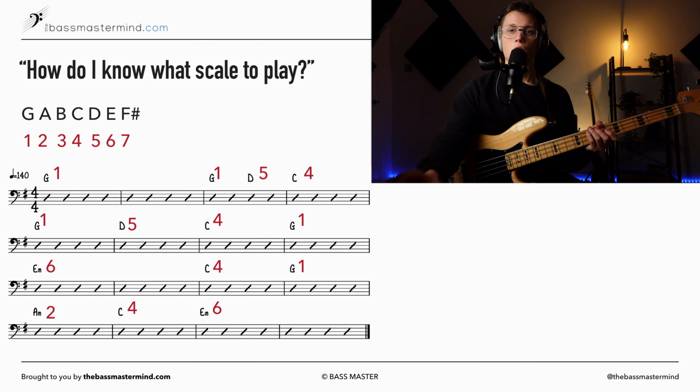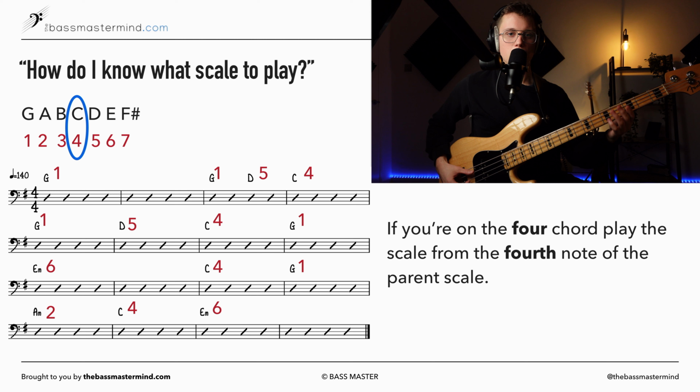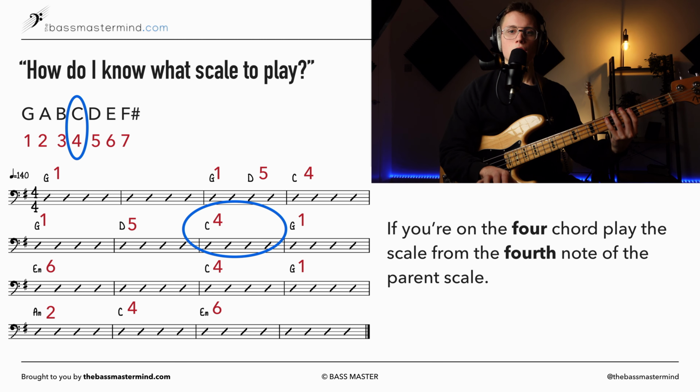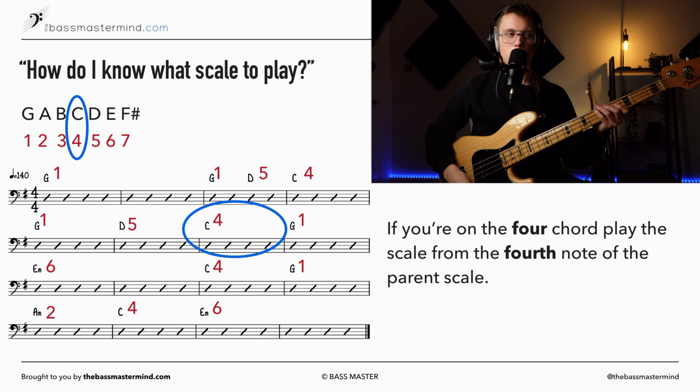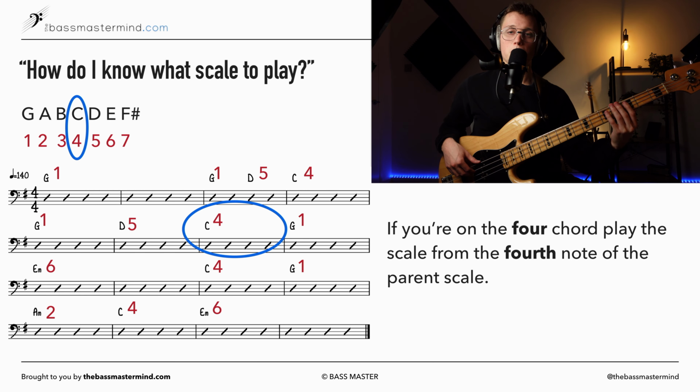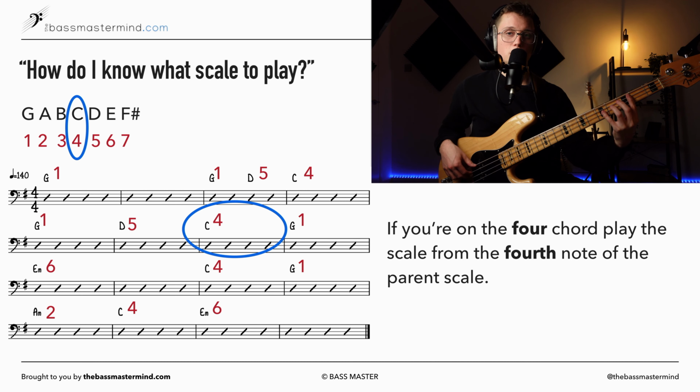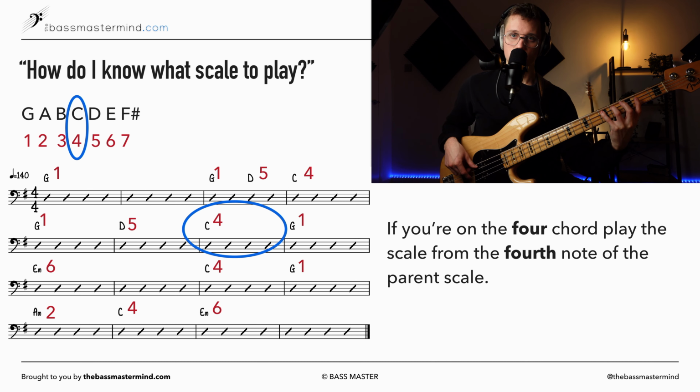Another example would be if you're on the 4 chord. So if you're on the 4 chord, like here in bar 7, you would play the scale from the 4th note of the parent scale. So the parent scale is G major. The 4th note is a C. So you would play the G major scale or parent scale starting on C.